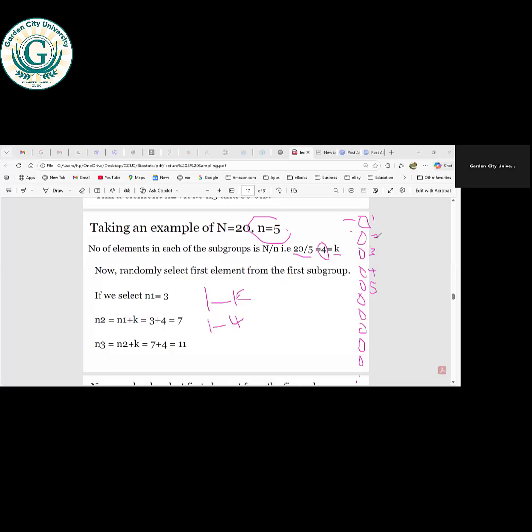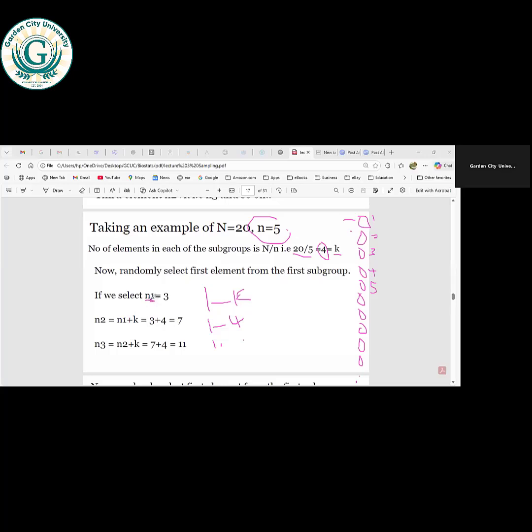You don't just start from 1 up to 4. Probably your family's house is number 3, so you just say, oh, I'm going to start from number 3. No, you don't do that. You apply your simple random sampling: 1, 2, 3, 4. Then you randomly select your starting point. The moment you get your starting point, then you select every 4th item.